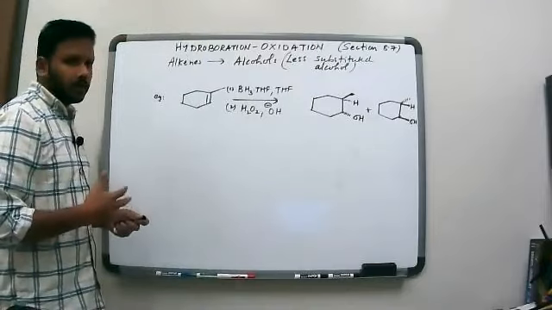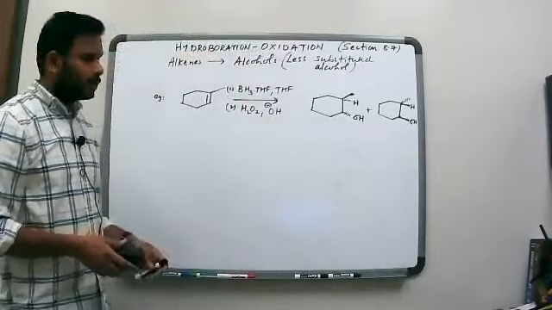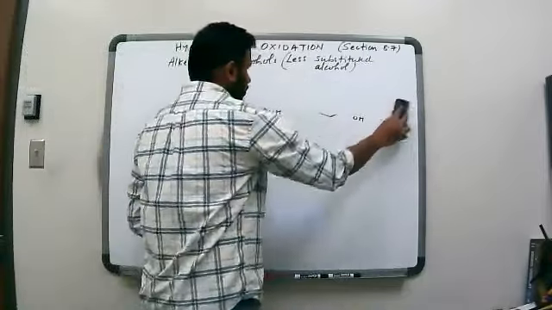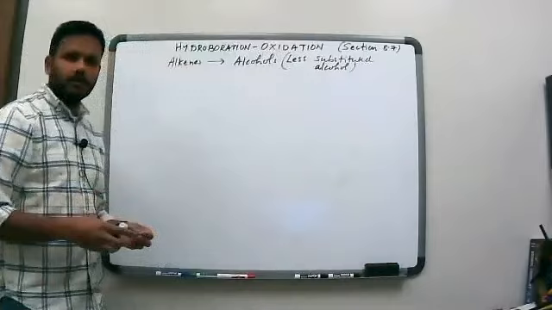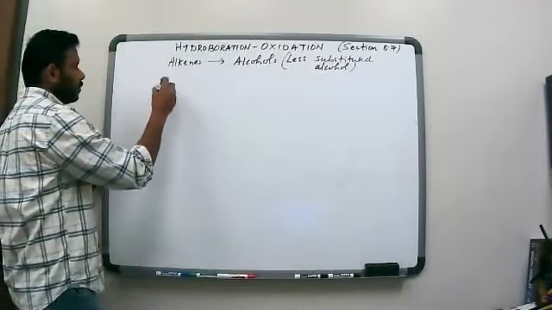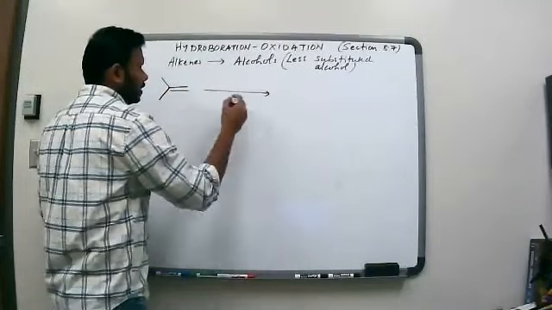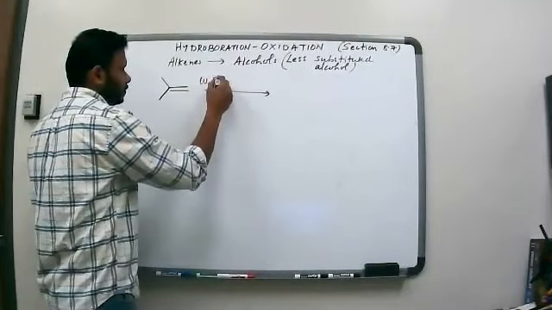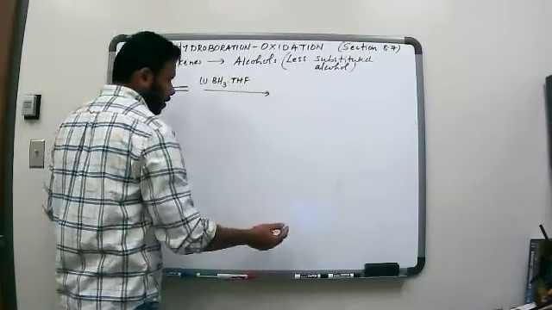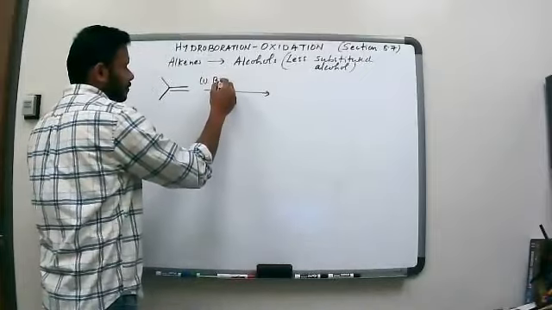Okay, so now let's look at a mechanism that would explain why we get this syn addition. We'll use a simpler molecule to understand the mechanism and explain the origin of the syn addition and why we get the less substituted alcohol. So let's go back to this first example that we had. This alkene reacts with borane THF, let's say, or we can use B2H6 as I had in that example. Either way, it doesn't matter.